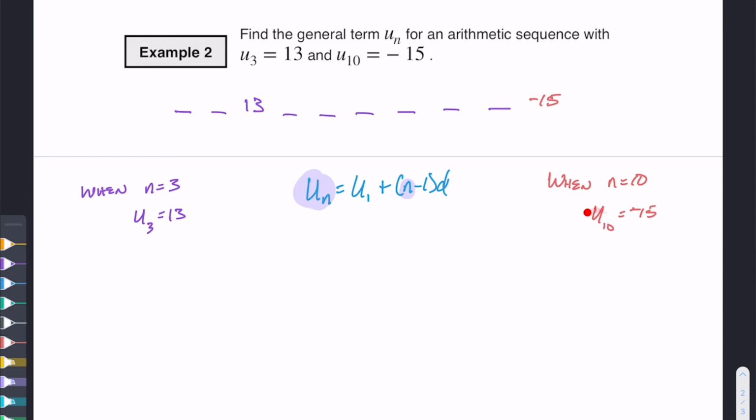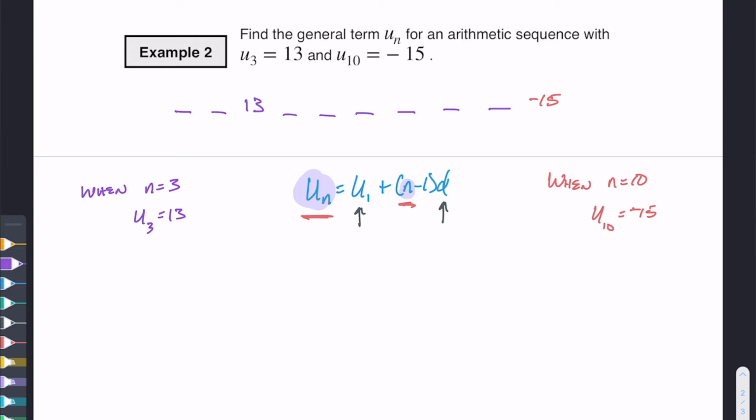Okay, so I also know that when u of 10 is equal to negative 15, that would be our u of n piece, and our n is going to be 10. So right there. So in both of these, what I have unknown is u of 1 and d. So that's 2 things that I don't know, 2 equations that talk about the same thing. That's a system of equations. Usually we do this with straight lines, but we can do it with a sequence as well, because they're both talking about the same pattern.